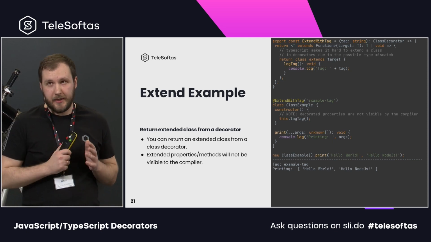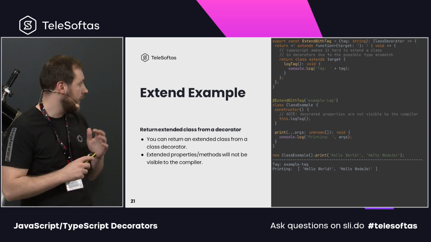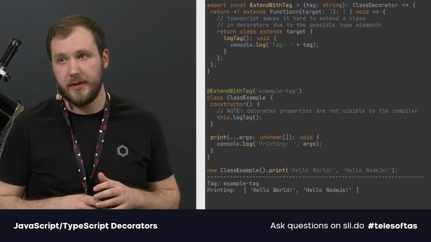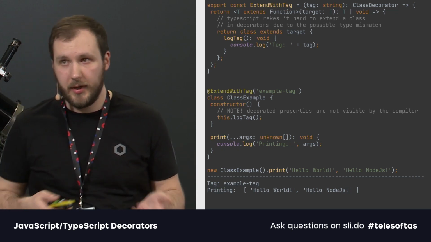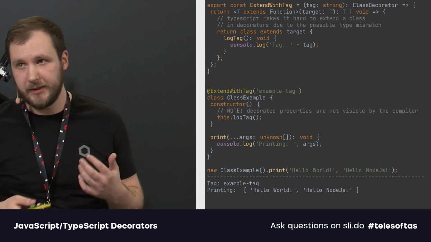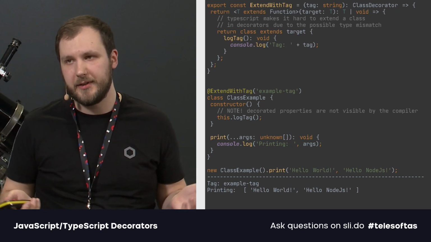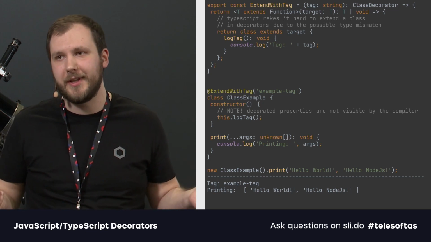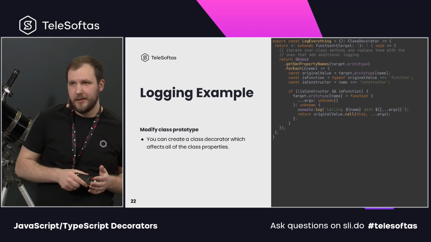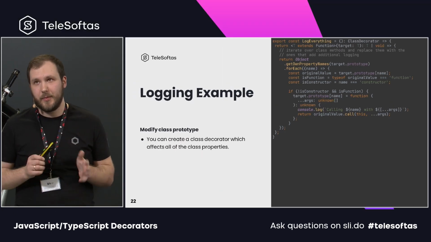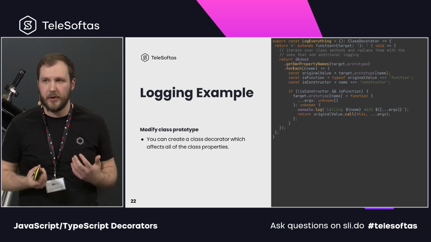However, there's a slight issue with this example, and that's due to how TypeScript works. Since the property is added dynamically, a TypeScript compiler would not be able to see it. You can work around it by casting to any type, but keep that in mind. And that would not be the case in JavaScript, since in JavaScript you wouldn't know the type of a class anyway. Right.